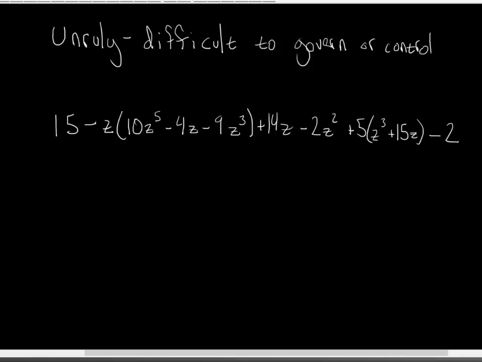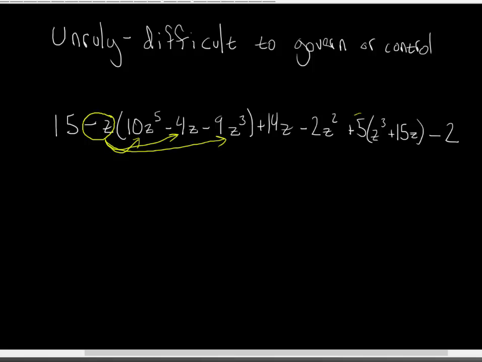All right, here we go. This is number 5 from the Unruly Polynomial Simplification worksheet. Unruly means difficult to govern or control, so I think it's an apt description. We always want to start with our distribution. So I'm going to take negative z and I'm going to distribute that to every term inside the parenthesis.